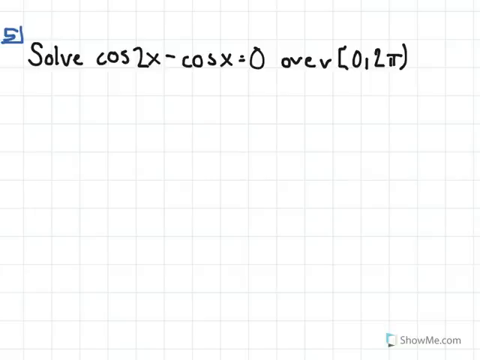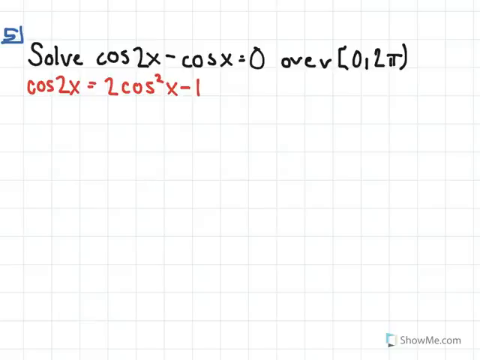In this problem, we want to solve cosine of 2x minus cosine x equals 0 over the interval 0 to 2 pi. So at first glance, there's not a whole lot that we can do to deal with this directly as it is, so we're going to consider some of our trig identities. So we know that cosine of 2x can also be rewritten as 2 cosine squared x minus 1.